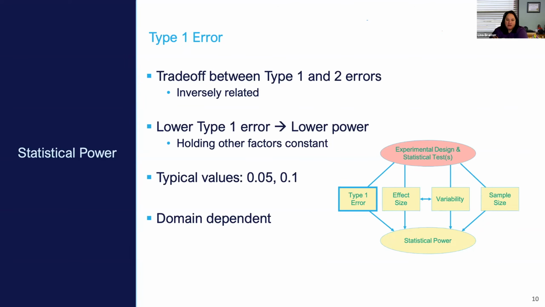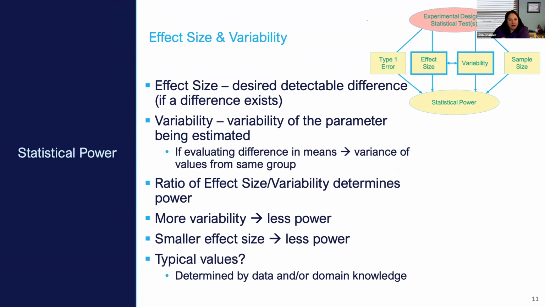It can be domain dependent, but in biology and omics data, 0.05 is pretty common. And effect size and variability go together. The effect size is how big a difference, let's say you're testing for a difference in two means for your favorite protein, needs to be there in order for you to say there's a significant difference. And the variability is how much variability is inherently in your observations. So if you're evaluating a difference in means, that measure of variability is the variance of values from your same group or your same treatment.